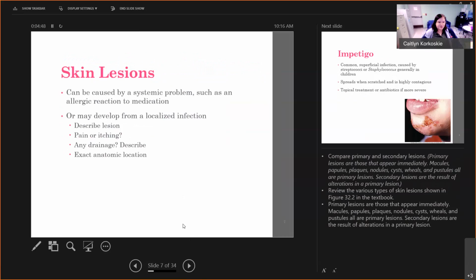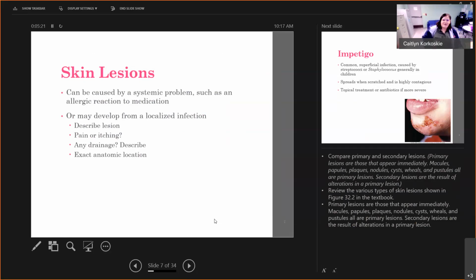So, a skin lesion can be caused by a systemic problem, such as an allergic reaction to medication. What you would want to ask a patient, as if they were calling over the phone, is to describe the lesion as best as they can. Is it painful or itching? Is there any drainage from the site? And where exactly is the lesion? Another thing you'd want to ask them is when they first noticed the lesion.